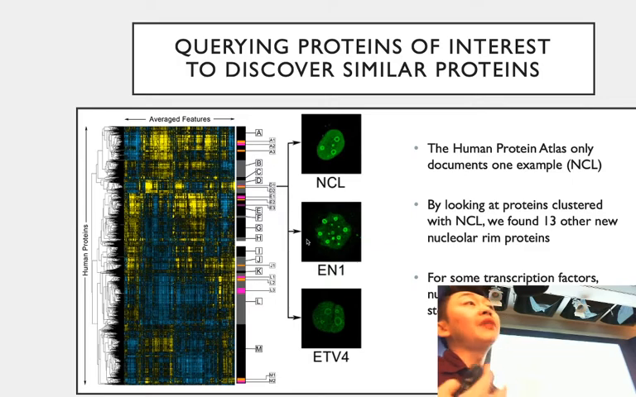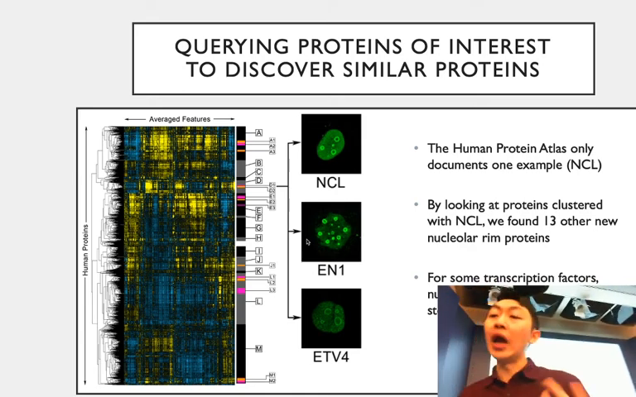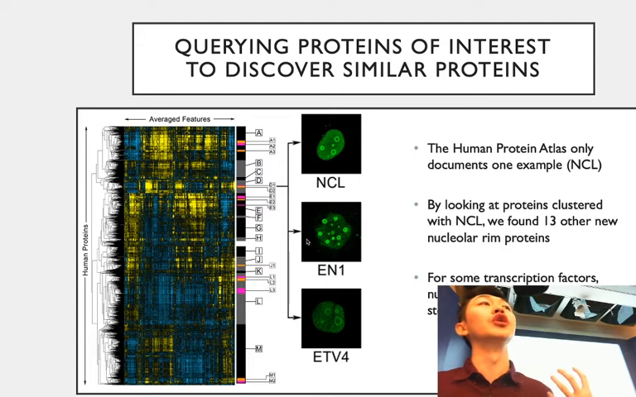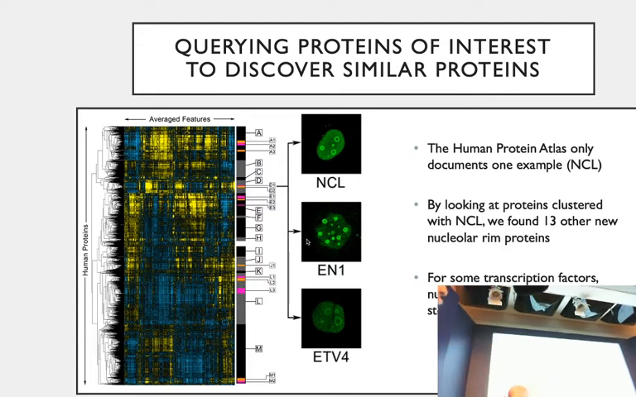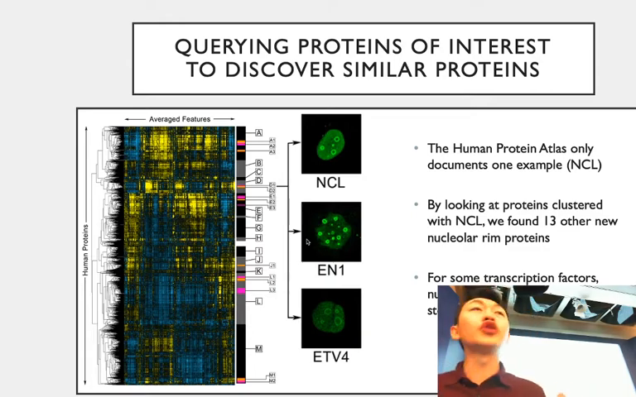So we've been applying these kinds of clustering solutions to find rare cases and then find subclasses of protein biology. One example that I'll give you today is proteins that localize to the nucleolar rim. They look like this. It's a ring around the nucleolus of the cell, okay? The Human Protein Atlas only documents one example, and then we decided to see if we could find more.